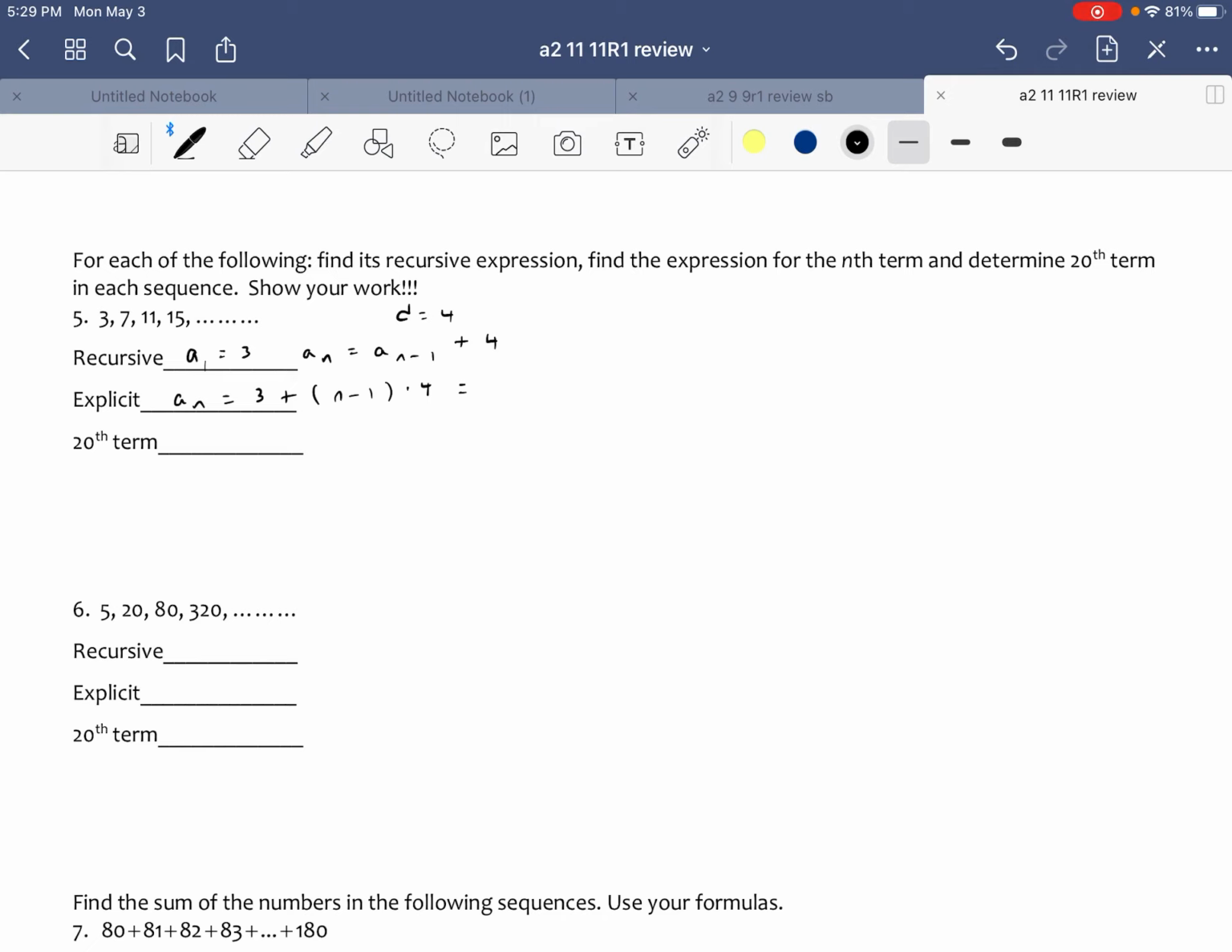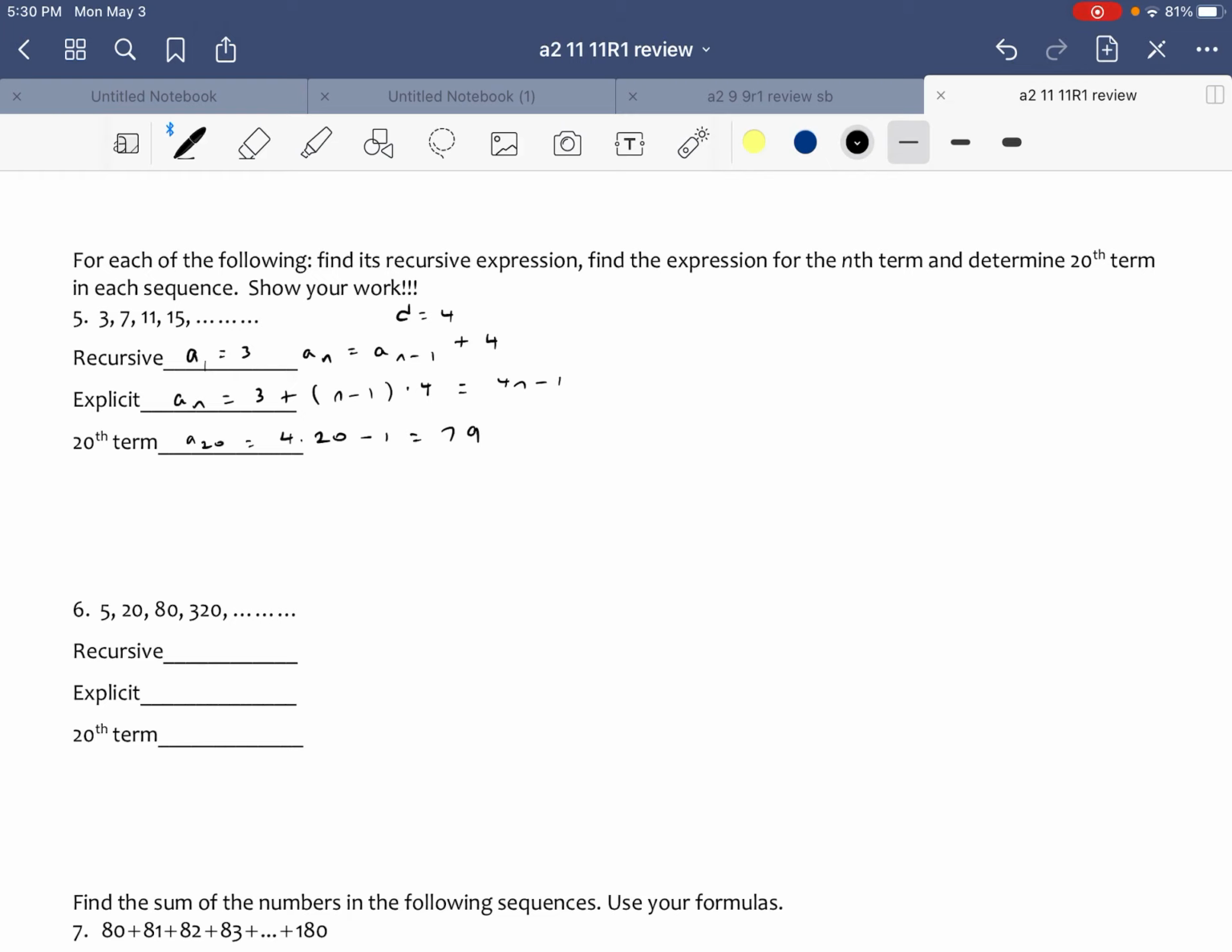I'm going to clean that up. I'm going to distribute the 4, so that'll be 4n. 4 and the negative 1 make negative 4, and then the 3 up front, minus 1. The 20th term, I'm going to use that explicit formula, plug in a 20, so 4 times 20, 80, minus 1, 79.